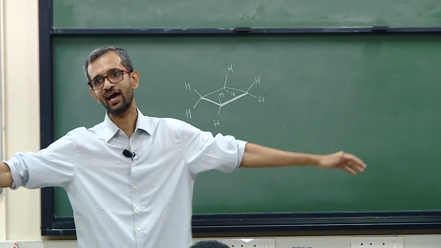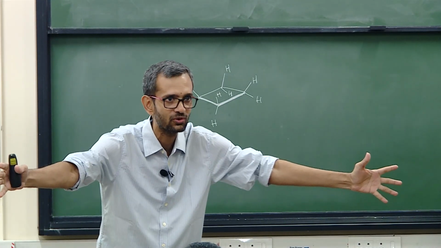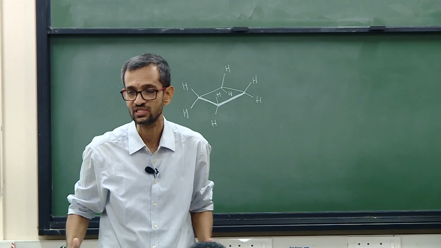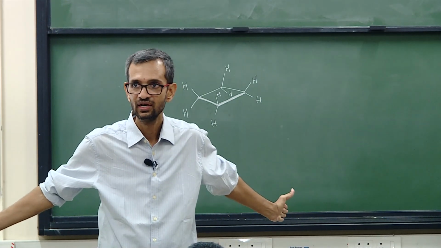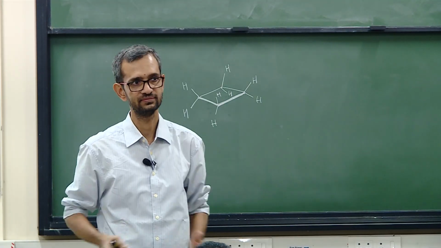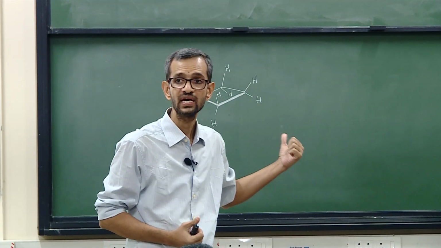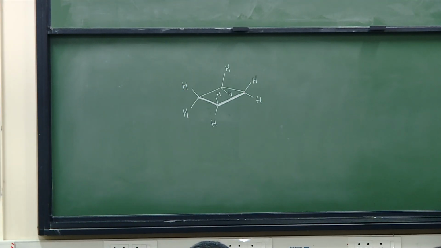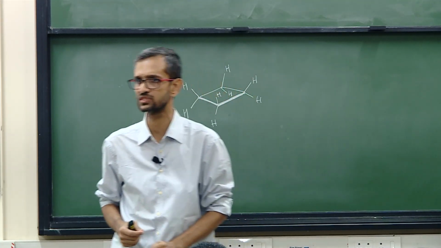So it is relaxed when it is 109. You are pushing it to come to 90. Obviously, it feels the strain with itself. What is that strain called? It's an angular strain that is imposed onto this cyclobutane. Is that the only strain you look at for this compound? Any other strains you notice for this molecule?